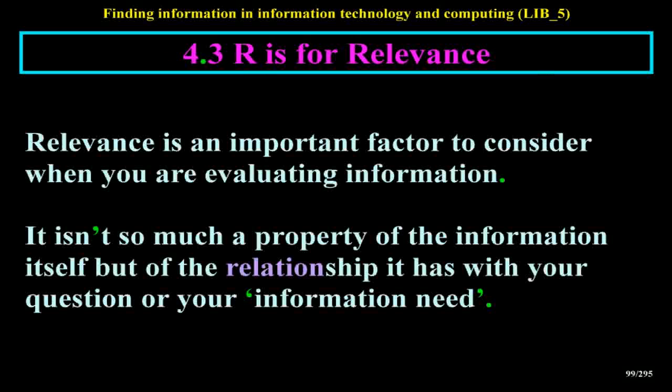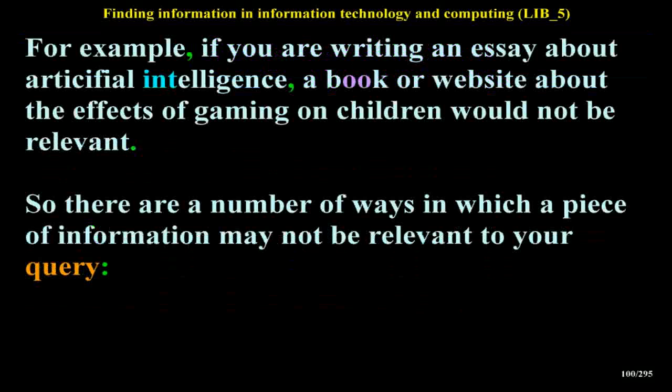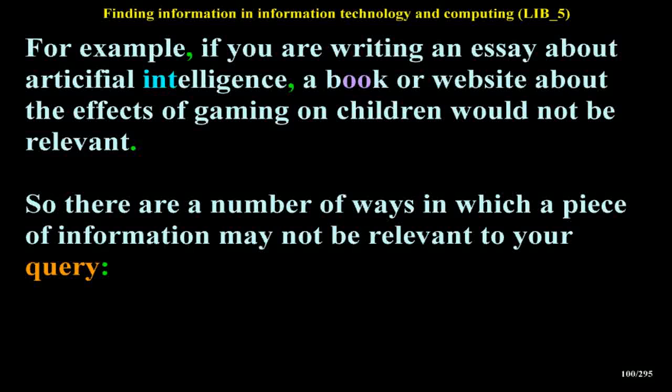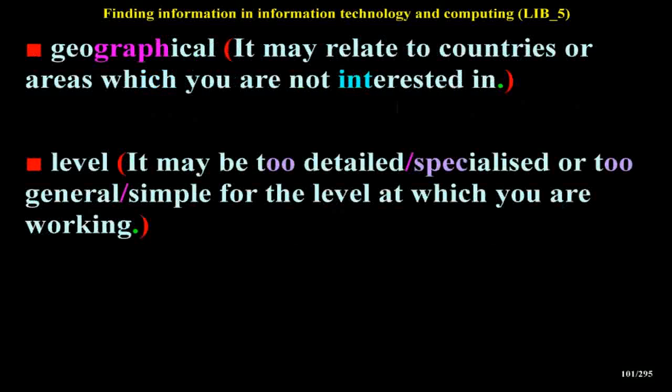4.3 R is for relevance. Relevance is an important factor to consider when you are evaluating information. It isn't so much a property of the information itself but of the relationship it has with your question or your information need. For example, if you are writing an essay about artificial intelligence, a book or website about the effects of gaming on children would not be relevant.